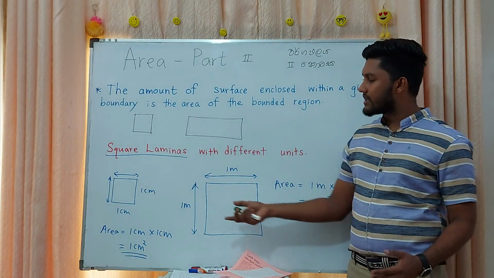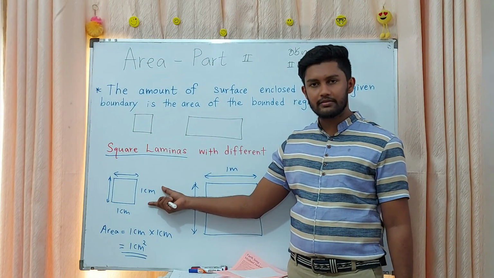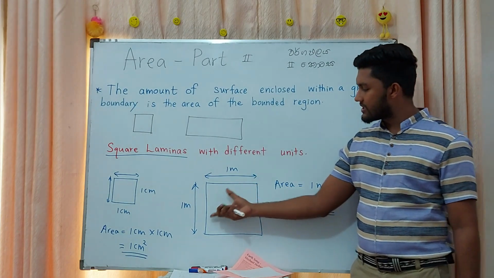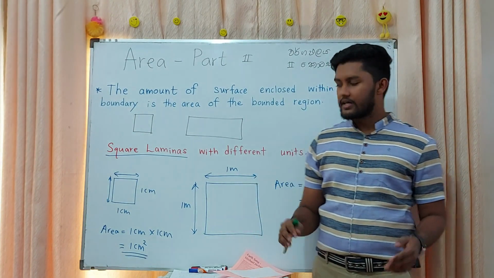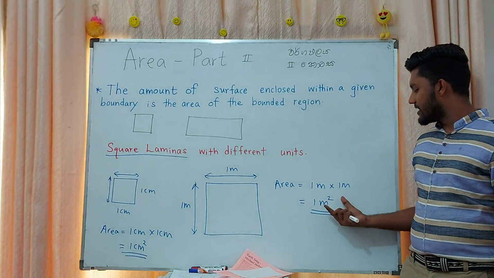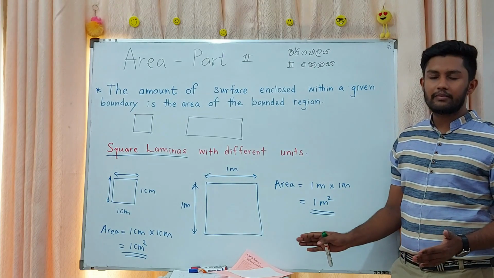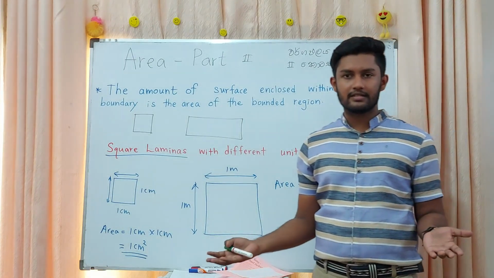Here, you have a bigger square. That means the unit here is centimeters. The unit of this one is in meters, 1 meter into 1 meter. That is also a unit area, right? Area equals 1 meter into 1 meter, 1 meter squared. These two laminas can be used to find the area of some surfaces.